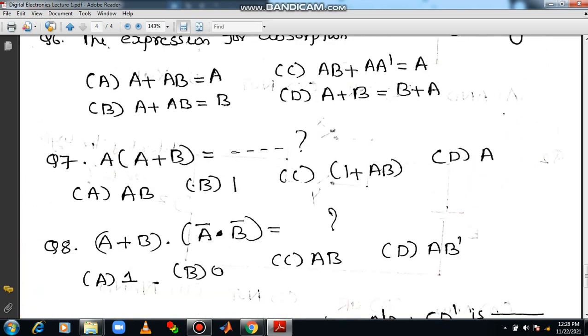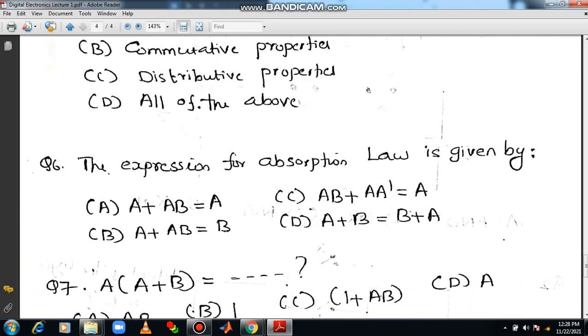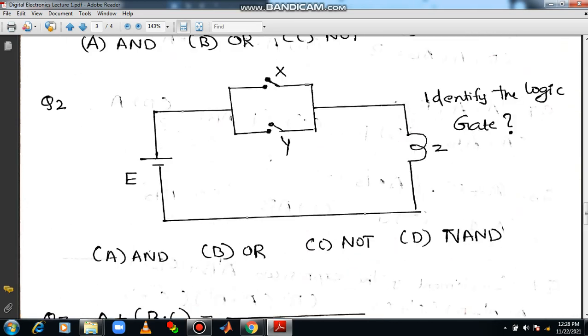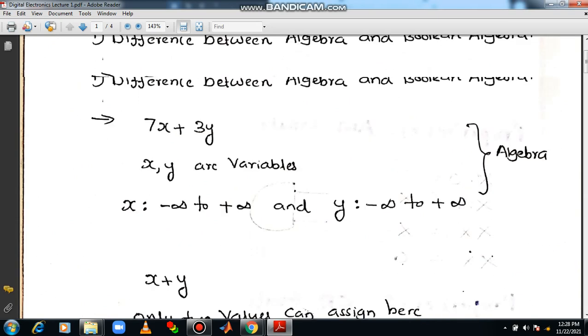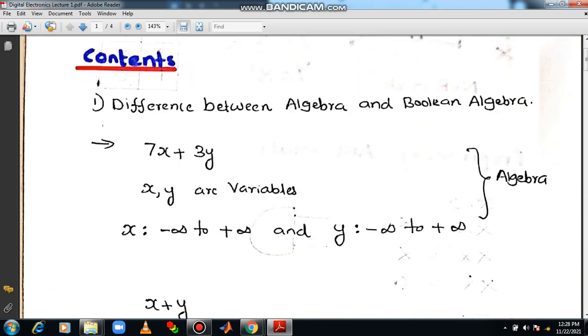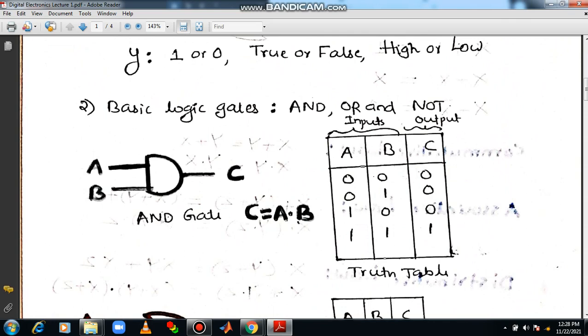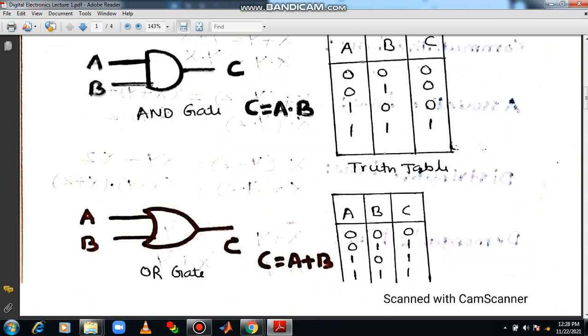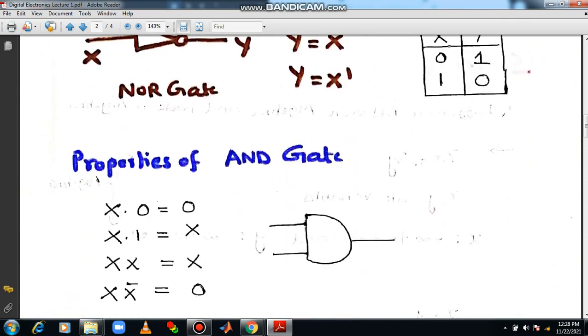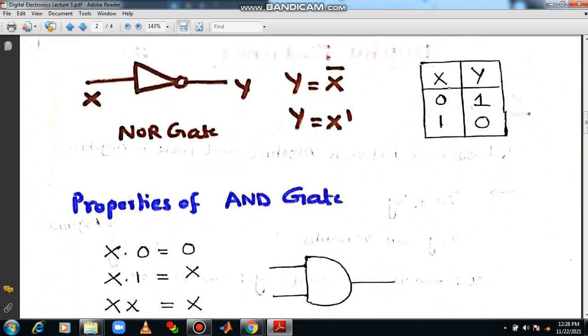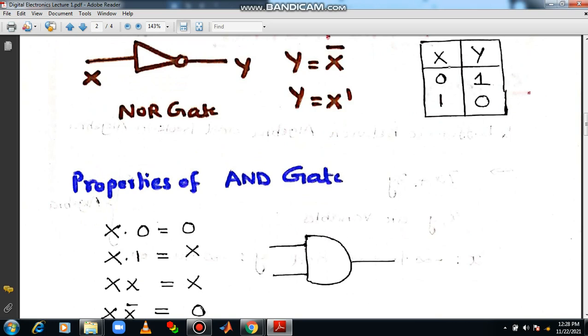Before solving, I'll show you the theoretical part which I already discussed in the last session. I have discussed the difference between algebra and Boolean algebra first. Afterwards, I discussed 3 basic logic gates: the AND operation, OR operation, and NOT operation. This is not actually, okay, don't read it as 'not'. This is the NOT operation.